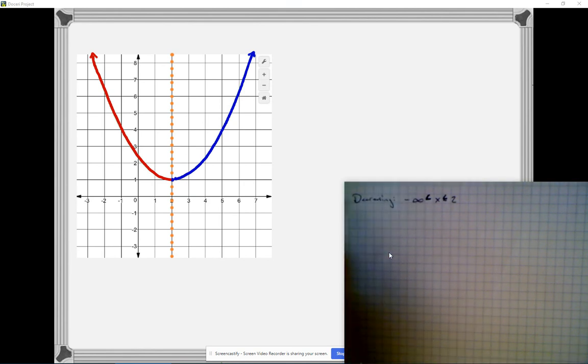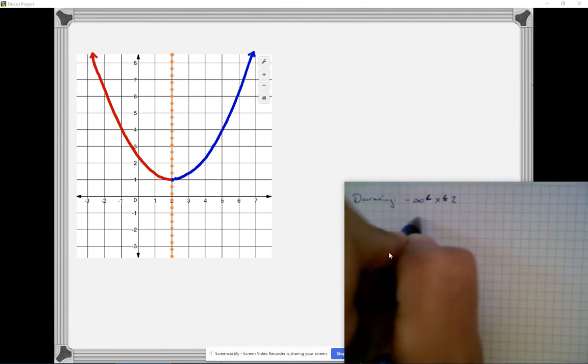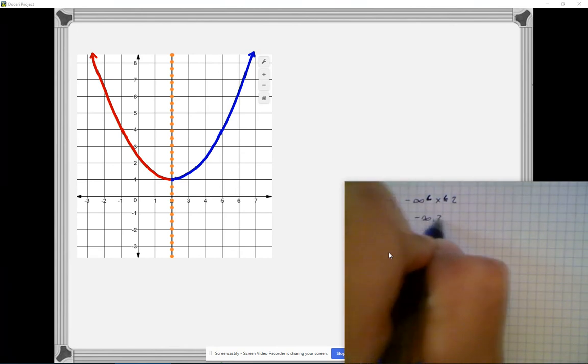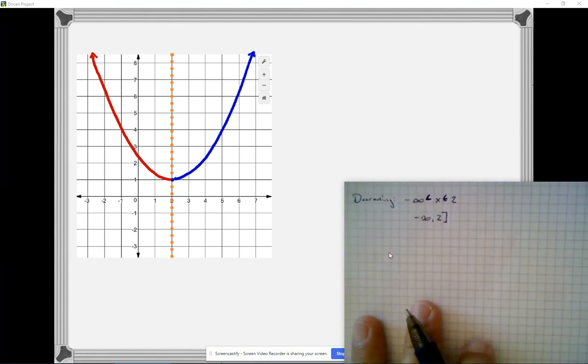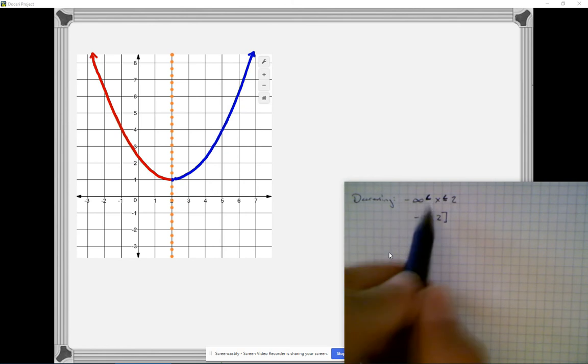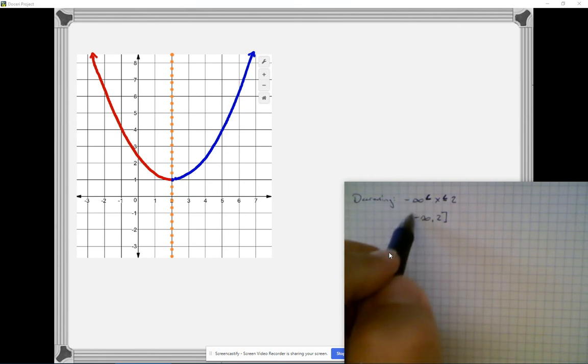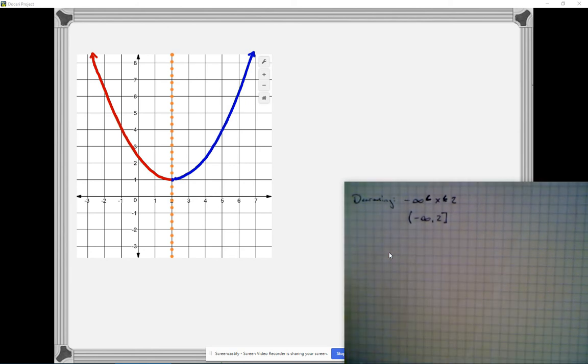All right, so that's decreasing. So in interval notation, we'd put negative infinity, comma 2. This would be a bracket because it's got an equal sign. When you don't have an equal sign like we do here for the negative infinity, we put a parenthesis. So that is interval notation there.